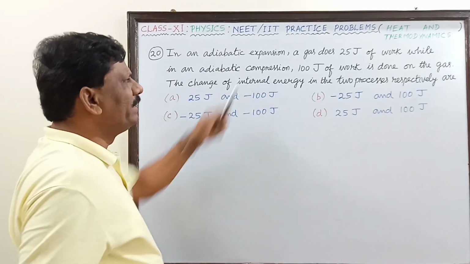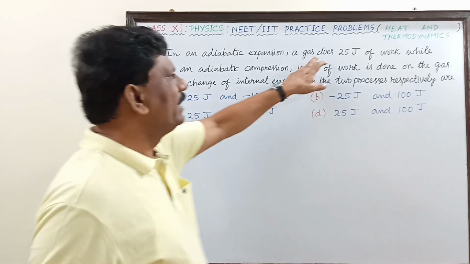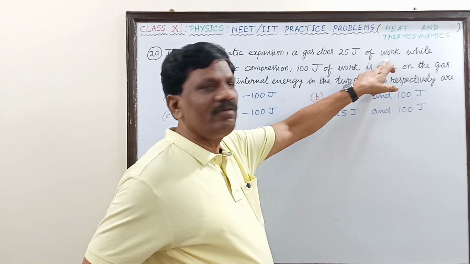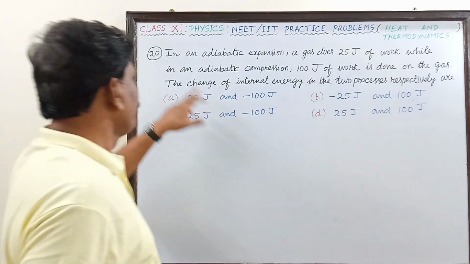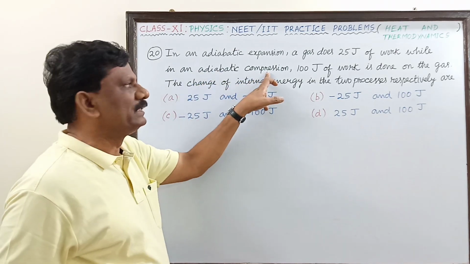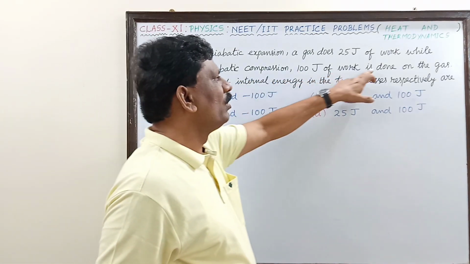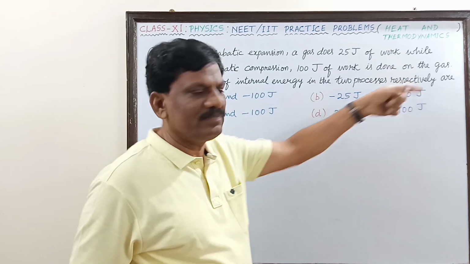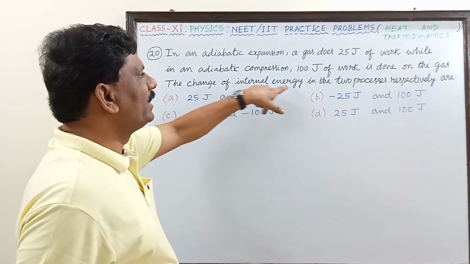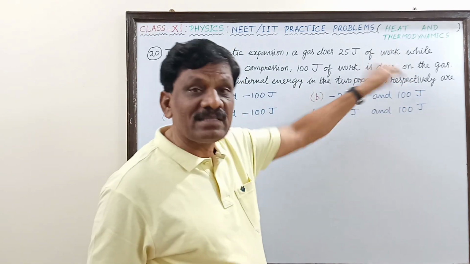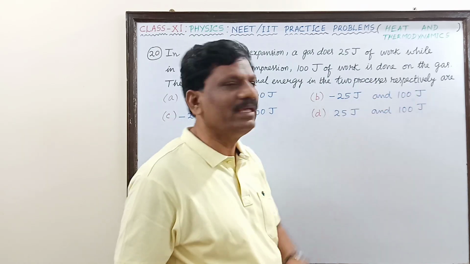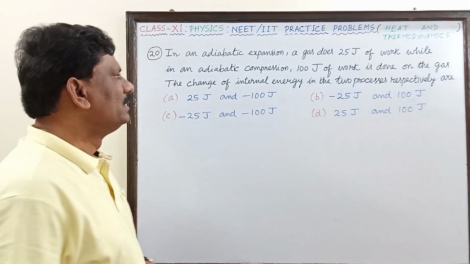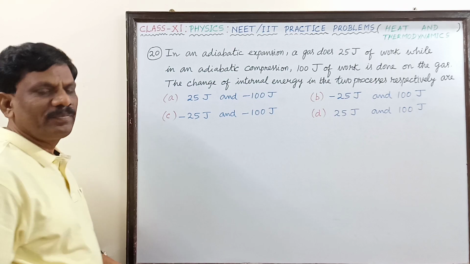In an adiabatic expansion, a gas does 25 joule of work, while in an adiabatic compression, 100 joule of work is done on the gas. The change in internal energy in the two processes respectively are, okay? We have to find out the change in the internal energy.